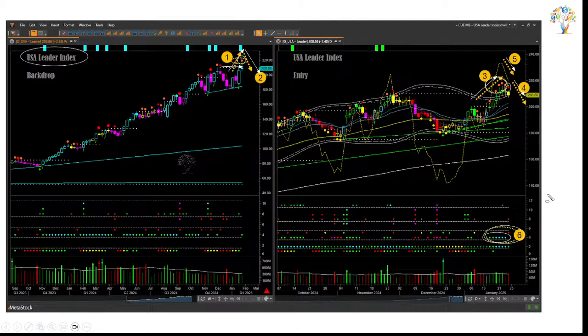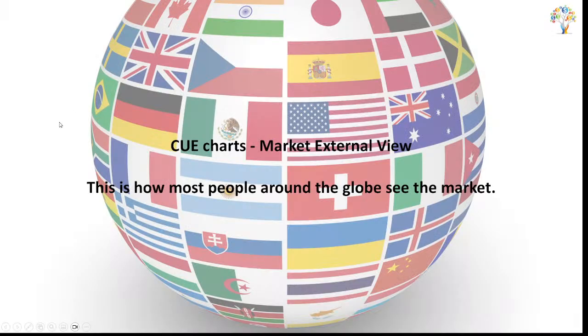Leader index allows me to short. The next support is far away. So I am getting closer to deciding a preferred trading direction by using additional insight from the leaders index. Those were internal health check views. What about external view? This is how most people around the globe see the market.